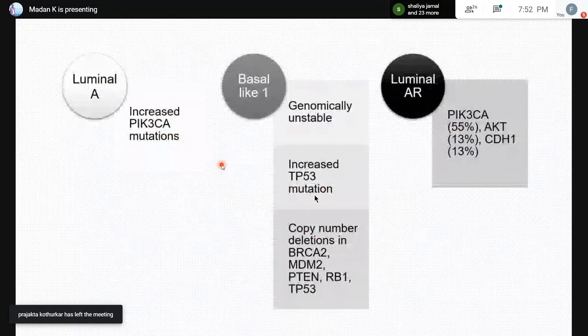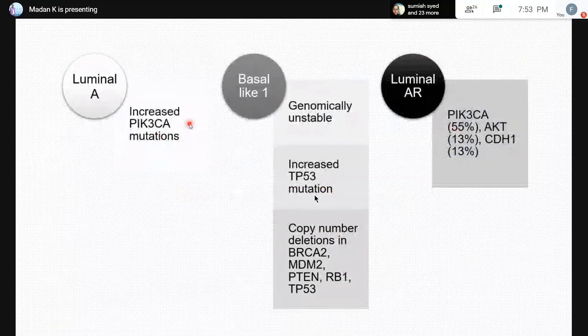So as I mentioned, with NGS, there are certain sets of mutations which have been identified. We should know why and how it is important. For example, if you see, as I mentioned, these PIK3CA mutations are seen in a significant number of luminal A types. And also basal-like, if you see, this is a genomically complex group with high TP53 mutations, and it is found that this group shows copy number deletions in BRCA2, MDM2, PTEN, RB and TP53 mutations. Similarly, the luminal AR group also has a significant number of PIK3CA mutations.